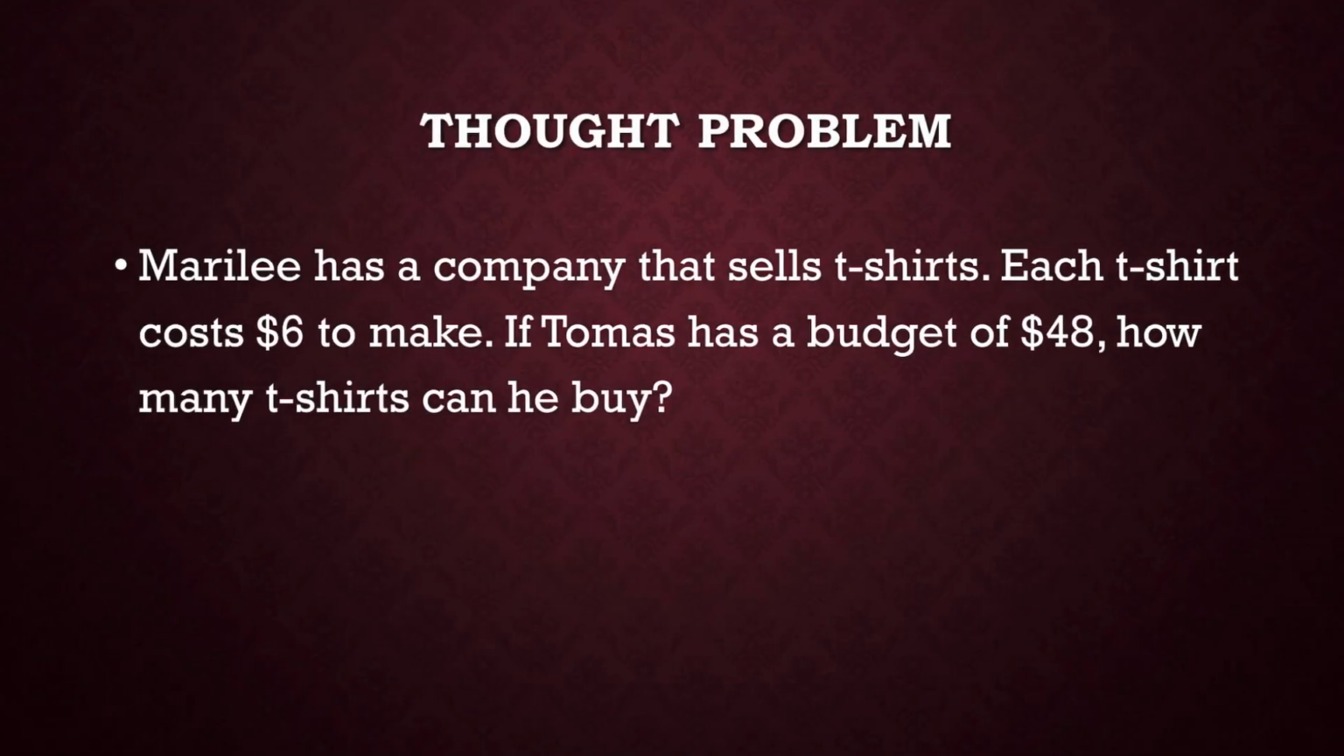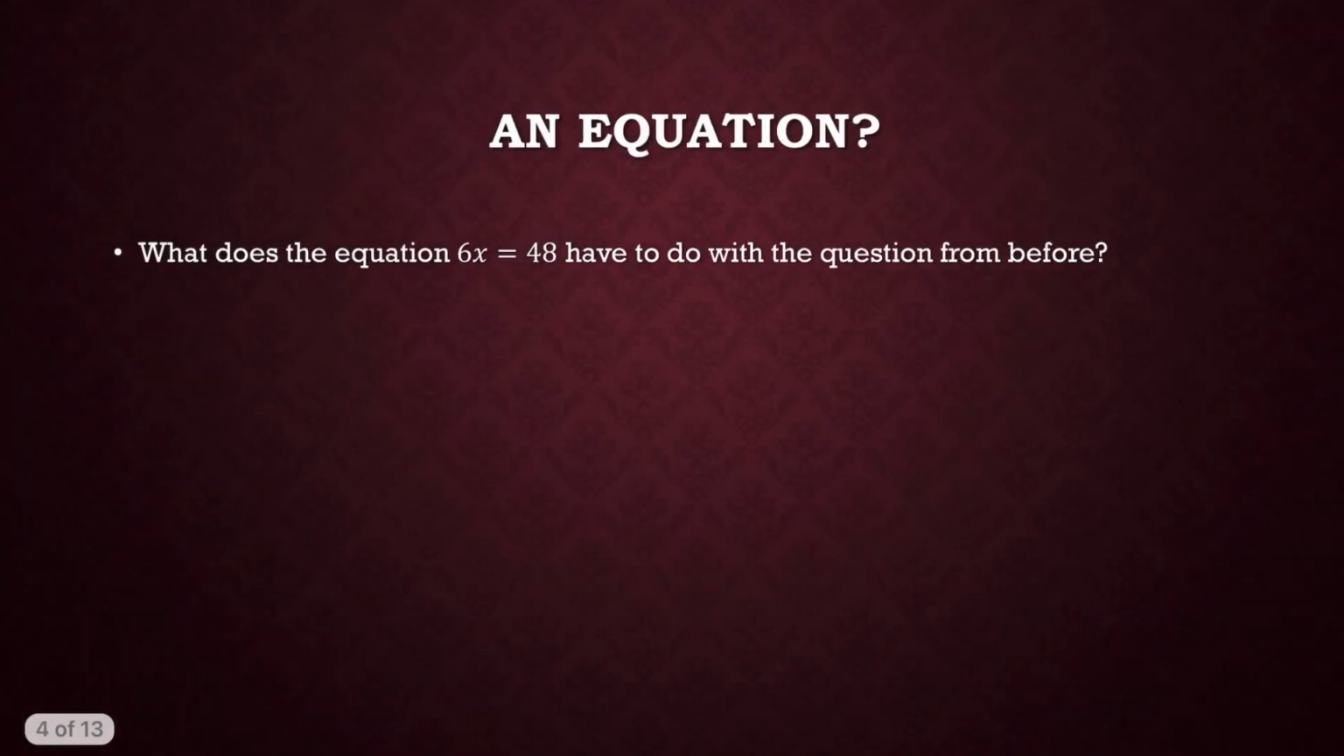So just a thought problem to get started, let's say Marilee has a company that sells t-shirts. Each t-shirt costs $6 to make. If Tomas has a budget of $48, how many t-shirts can he buy for Marilee? So just take a minute and pause the video and think about how many t-shirts he could buy. Okay, and with that, let's take a look at this equation that I made here.